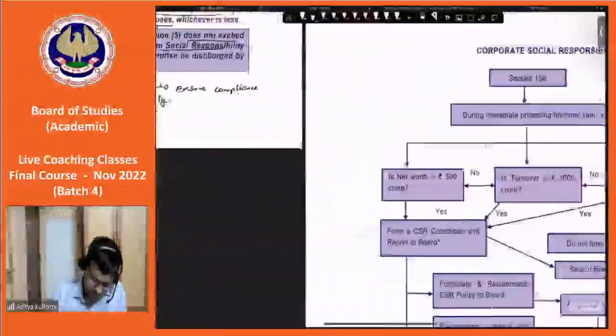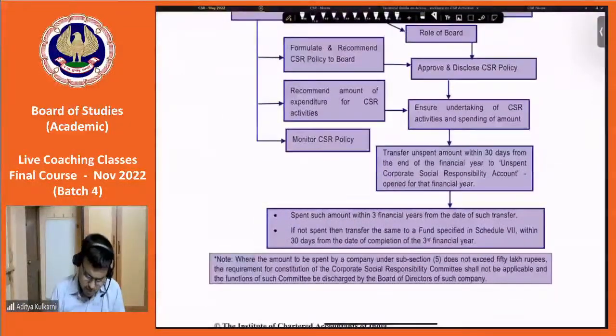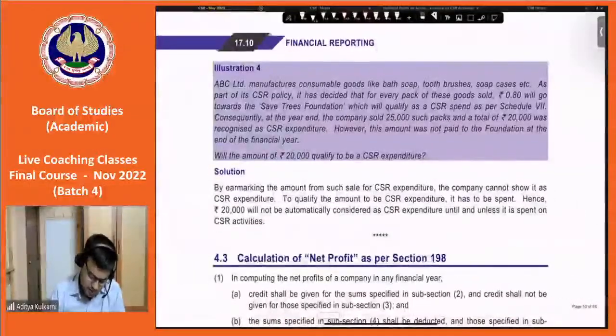So 135 is done. Go through this chart for your homework. Nothing is there which we have not discussed in this. All right.